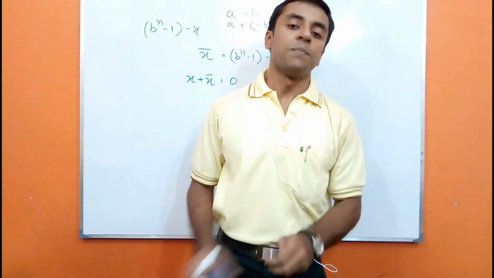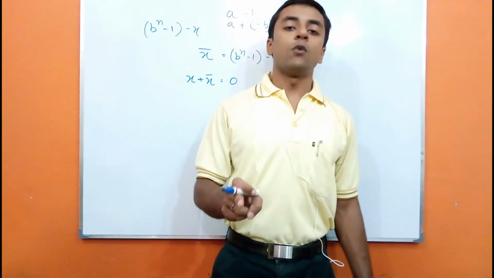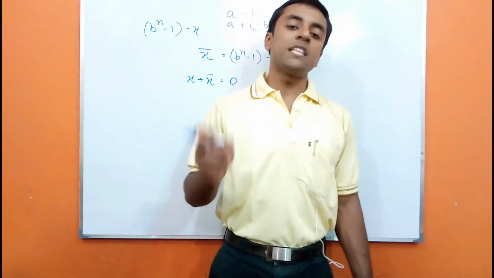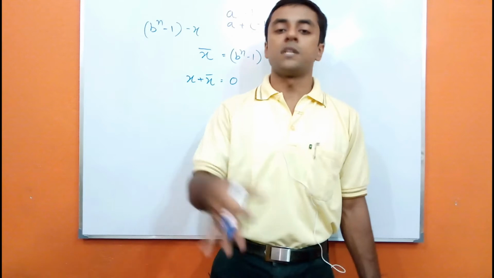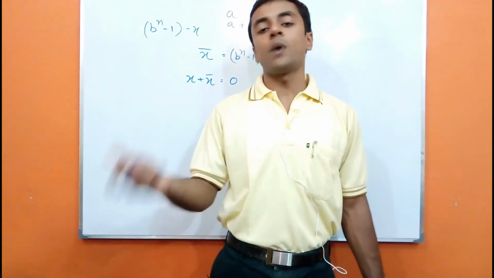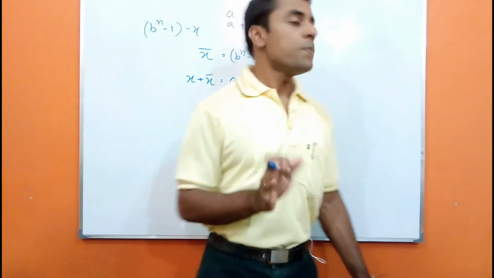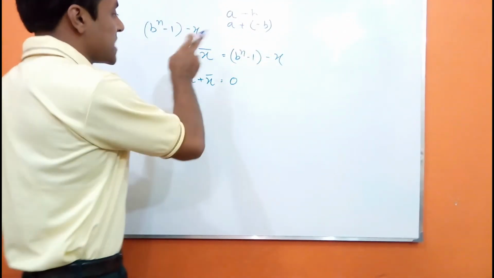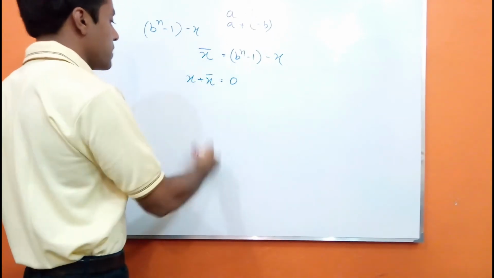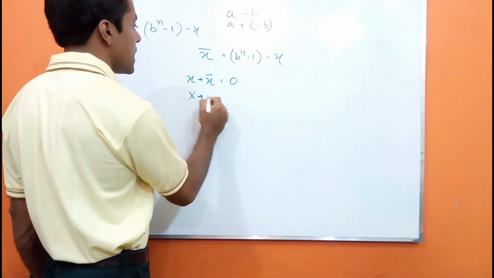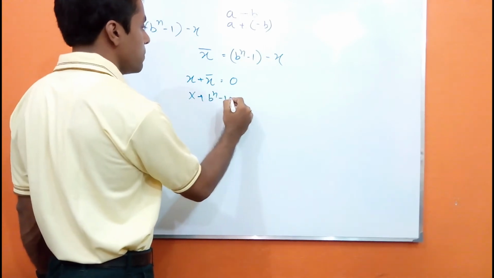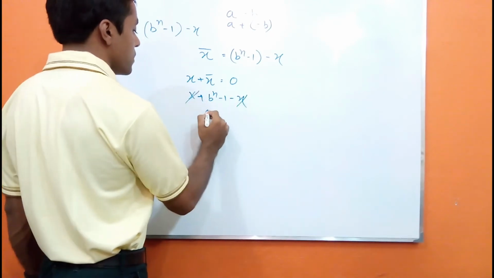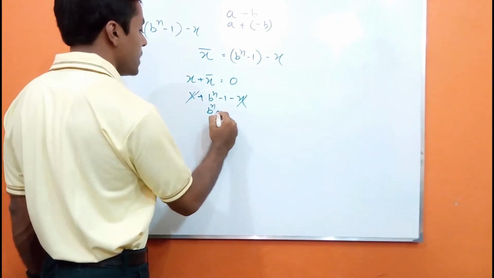I hope you are getting it. Suppose x is a number and y is its additive inverse, then if you add x and y, you should get 0. That is why that number is called the additive inverse, and vice versa. That means x is the additive inverse of y and y is the additive inverse of x. Clear? Now this should happen if x bar is the additive inverse. If I expand it, what should we get? x plus b to the power n minus 1 minus x. So x will cancel out. What is remaining? b to the power n minus 1.